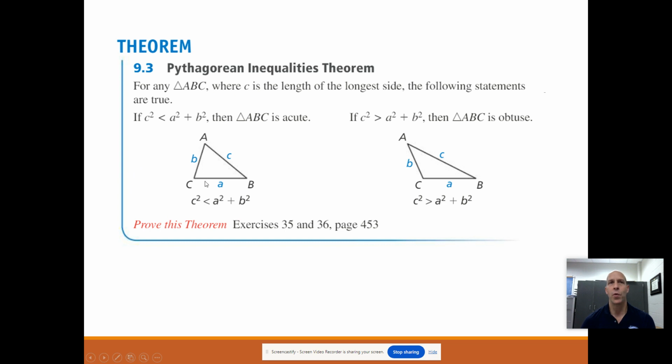It turns out that when you work out this inequality, when you work out the longest side squared and then the other sides, a squared plus b squared, the longest side, if it's a right triangle, is the hypotenuse. It turns out if this inequality is less than, then the triangle is acute. And if it's greater than, then the triangle is obtuse. So here we've got an acute triangle, and here we've got an obtuse triangle.